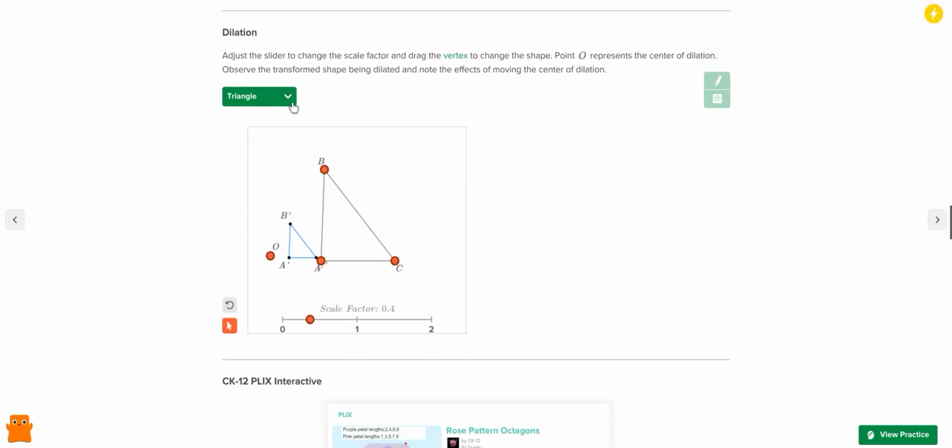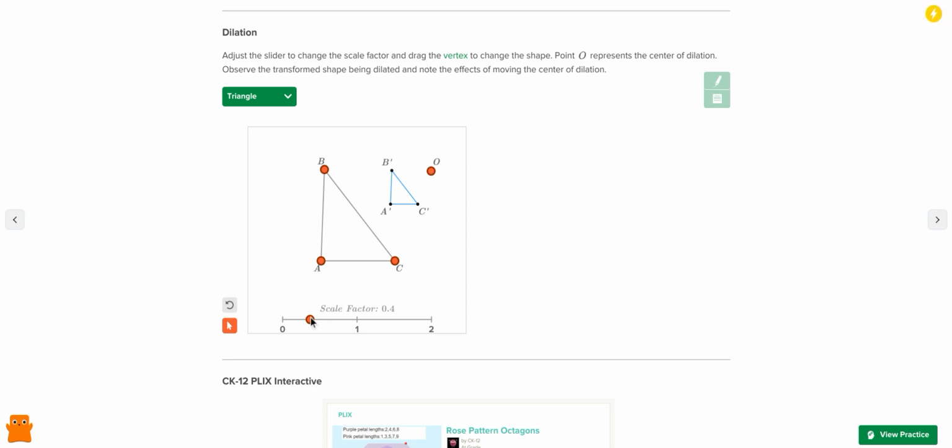So this is a good one just to see when you change where the origin is, how that ends up affecting things. Not necessarily the scale factor, but the direction that you move your scaled figure is changed. There we go, precise language.